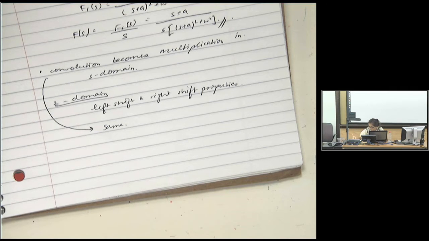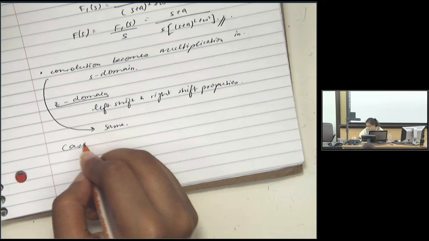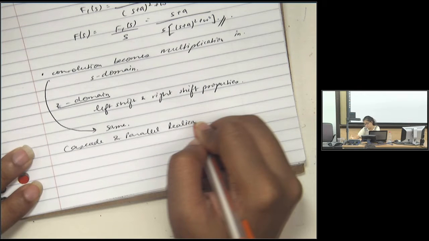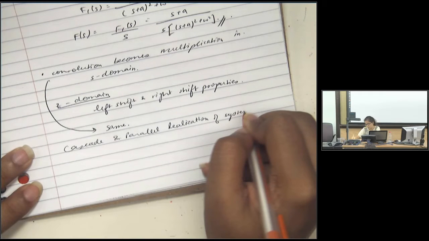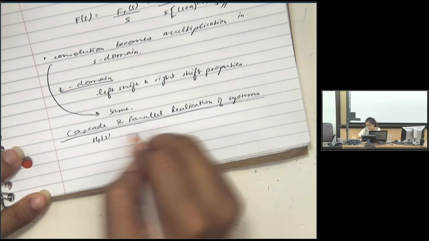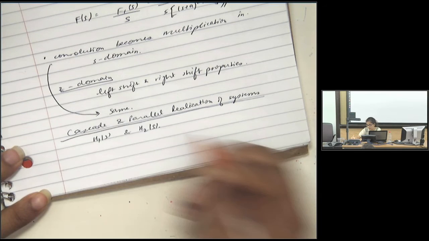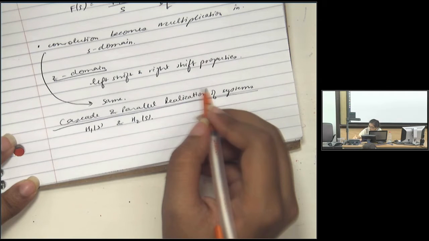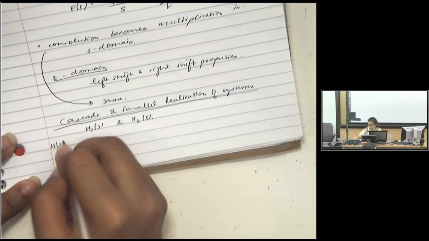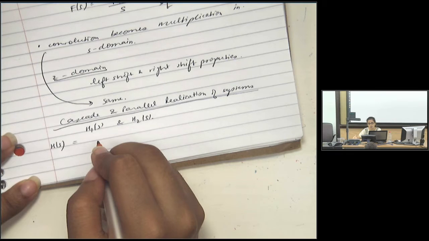Another thing that I had already discussed in the past was cascade and parallel realization of systems. So when I say cascade, let us say that we have two systems, H1 of s and H2 of s. Okay, these are two different systems. They have different impulse responses. So if I have an H of s given to me, cascade is series, and parallel is parallel.